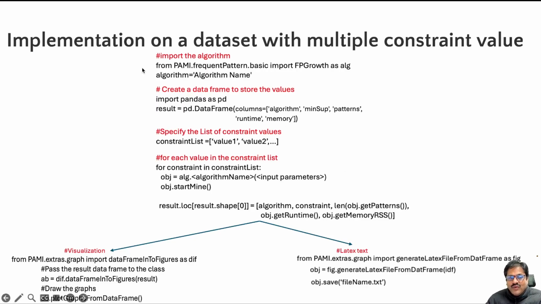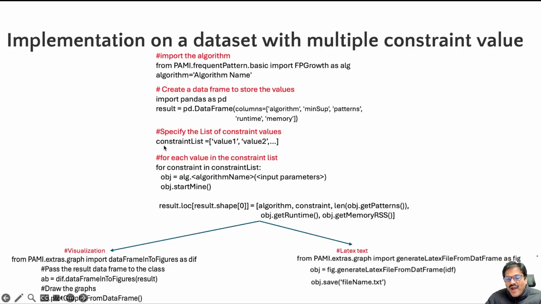So the steps are as follows. First, import any algorithm that is of interest to you. Then name the algorithm as a variable. Next, create a pandas data frame that will store the name of the algorithm to use, its input parameters, then the patterns, the runtime and the memory. Please specify these labels as the columns of the data frame.